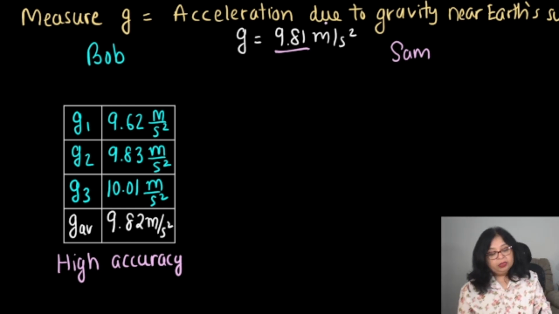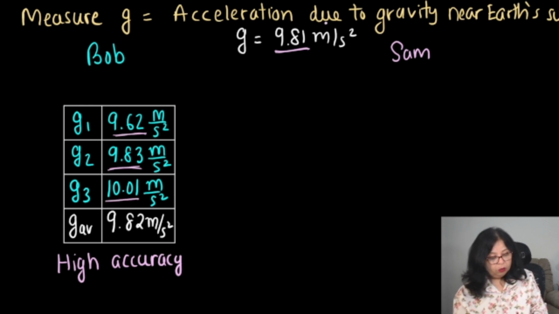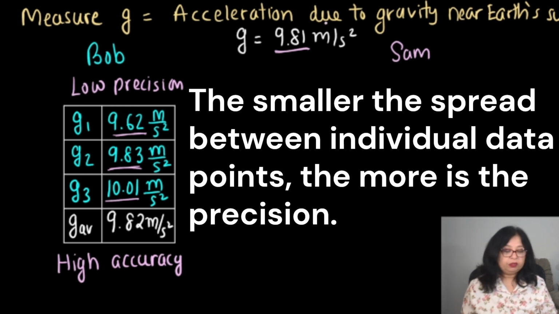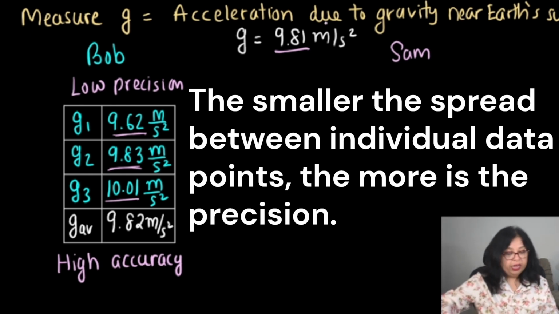However, if you look at the individual data points that are shown here in blue color, you can see that these data points are quite widely separated from each other. So I would say that this has low precision but high accuracy. Let's next look at Sam's data.